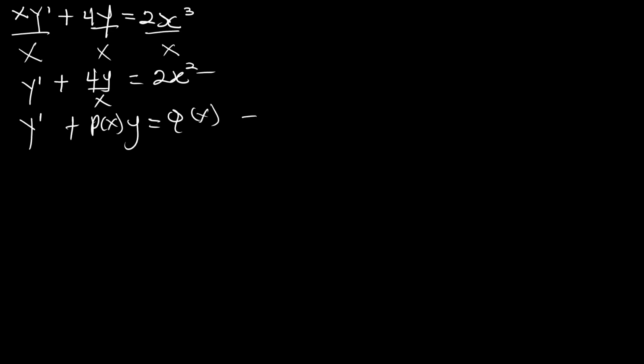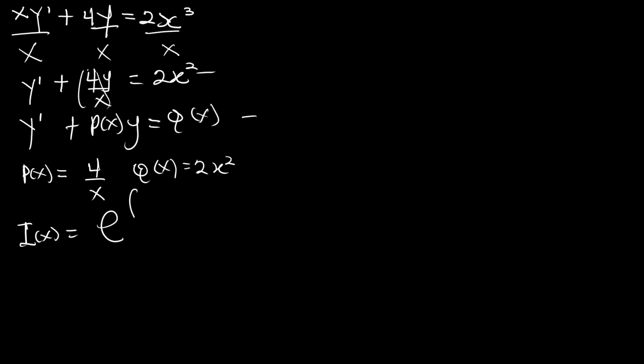By so doing, our p of x will equal 4 over x, because this is more or less like 4 over x multiplying y, right? Here our q of x is going to be 2x squared. Okay, now we have our p of x and our q of x. The next thing to do is to find our integrating factor I of x, which is given by e to the power integral of p of x dx. So our I of x is going to be equal to e to the integral of 4 over x dx.